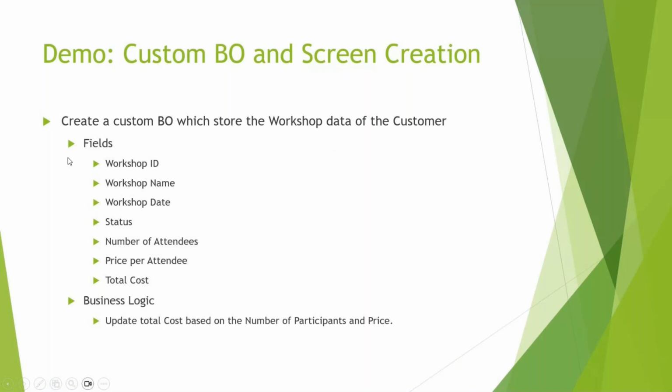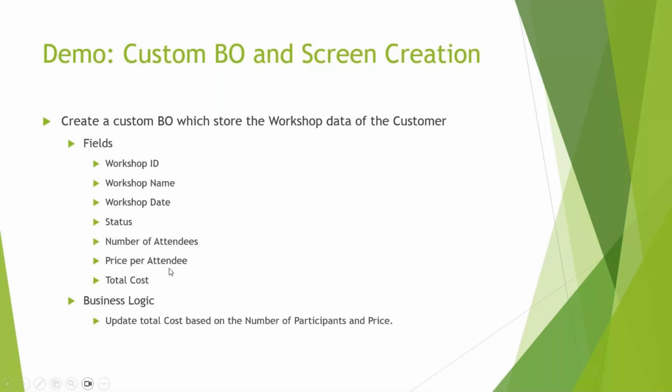So let's say we have some fields which are from the custom view. Workshop ID is a unique identifier, which defines, let's say the customer has 10 or more workshop data, so it's a unique distinguisher. And a workshop name, when the workshop is conducted, and the status, whether it is planned, completed, or in progress. These are the fields which are mainly used to store the data.